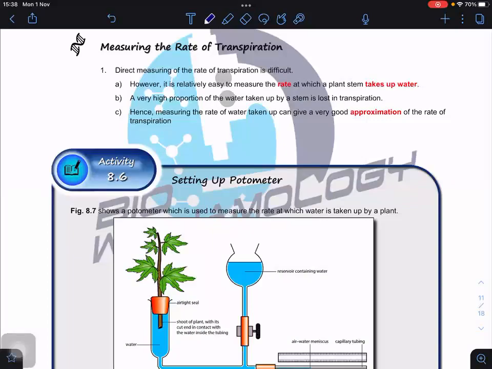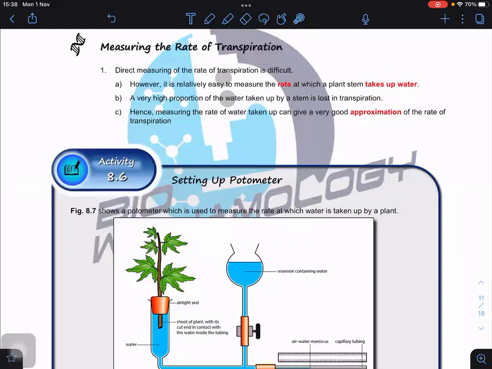Now, the rate of transpiration, if you look at the definition of transpiration, is the loss of water vapor from the plants to the surrounding, down the water potential gradient. But direct measurement of the rate of transpiration is difficult. How do you measure the water vapor? You cannot measure the volume of water vapor because it is in gaseous form. Correct or not?